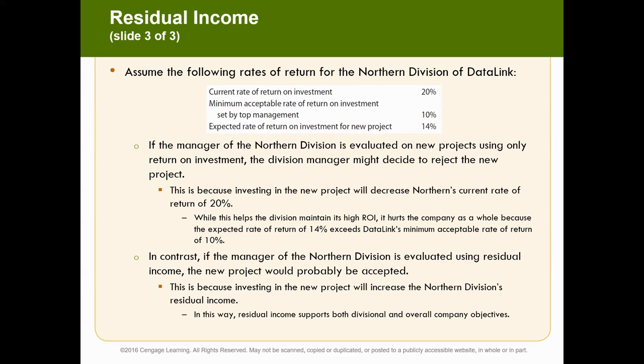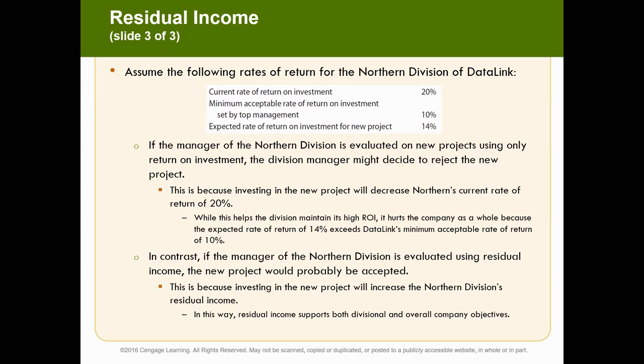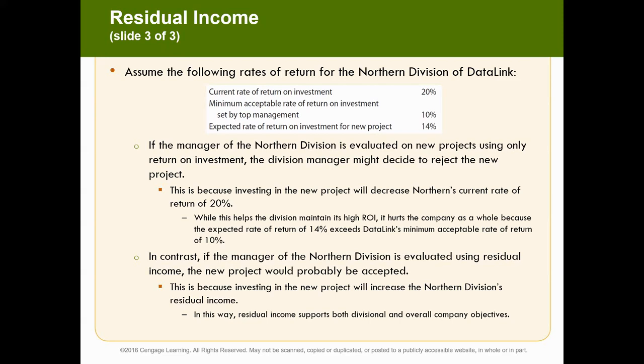While this helps the division to maintain a higher rate of return on the investment, it hurts the company as a whole because the expected return of 14% exceeds the minimum acceptable rate of return of 10%. So just like we talked about in the example I gave with the blue jeans, over time we would expect our rate of return on the investment to increase because our sales would increase. And while the division manager might decide to reject this investment because it's below the current rate of 20%, it's still above the management's acceptable rate of 10%.